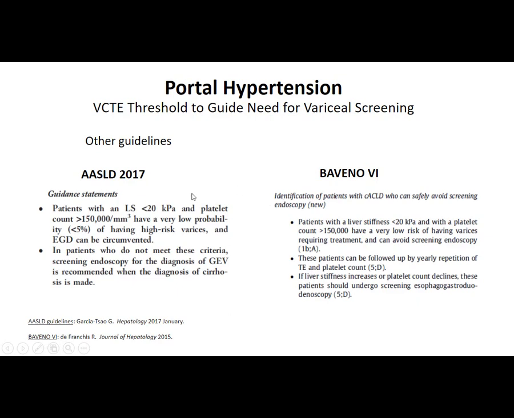Okay, so here are the other guidelines. Here, AASLD 2017 suggests that a liver stiffness of less than 20 and platelet count of more than 150,000 have a low probability, less than 5%, of having high-risk varices, and you don't have to do the endoscopy. If you don't meet these criteria, then screening endoscopy for the diagnosis of gastroesophageal varices is recommended. Baveno 6.